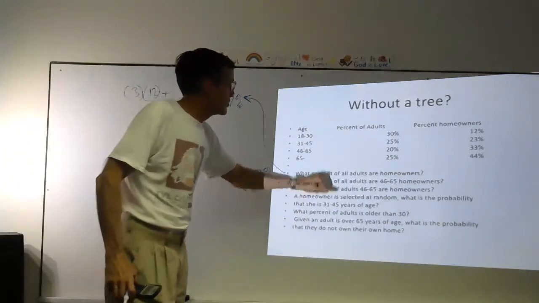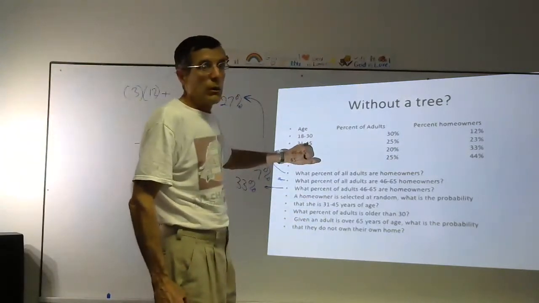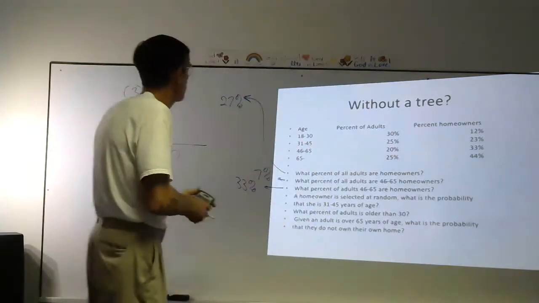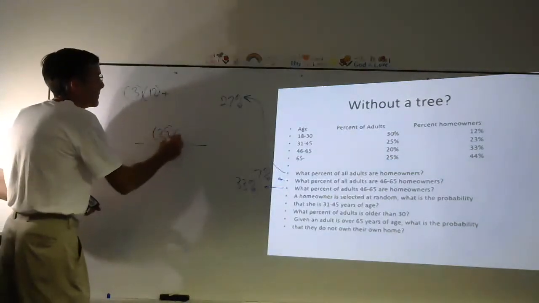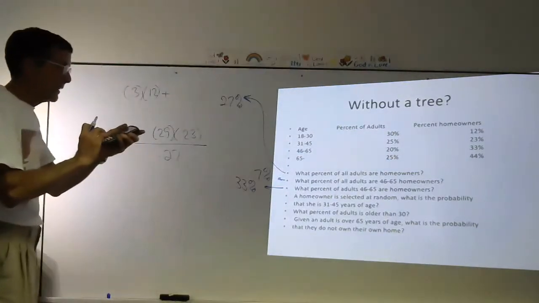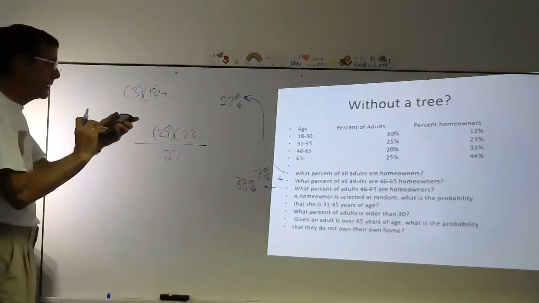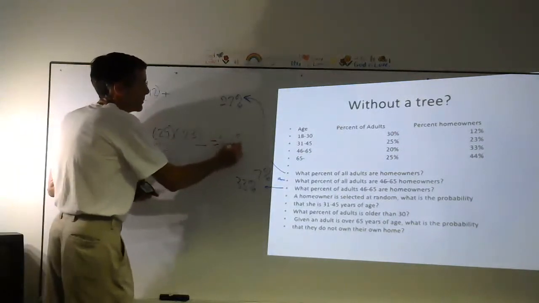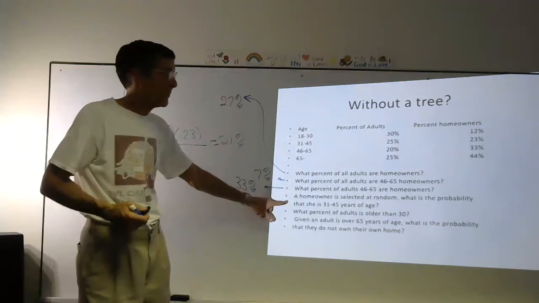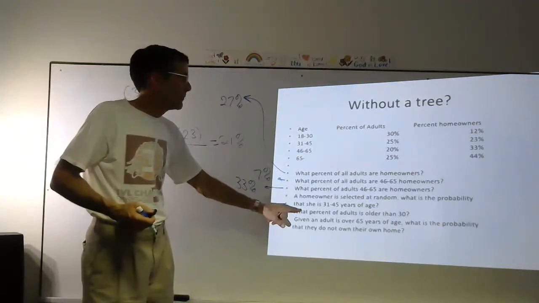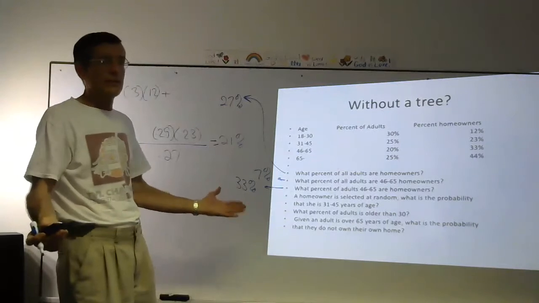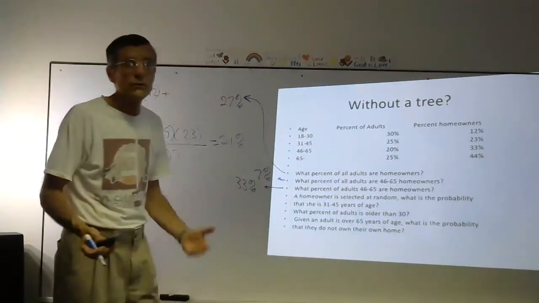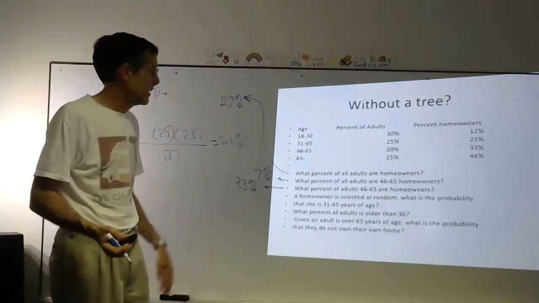What's the probability that she's in this age group? Well, what are the homeowners out of all the adults here? Isn't it 0.25 times 0.23? So 0.25 times 0.23 divided by 0.27, and I get a 21% chance, okay? What percent of adults is older than 30? Well, that's easy. Just add those three up, 25, 20, and 25, 70%.